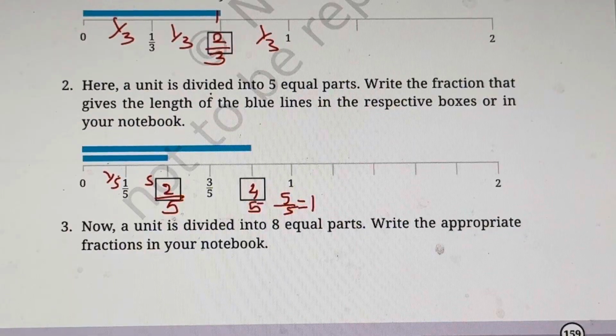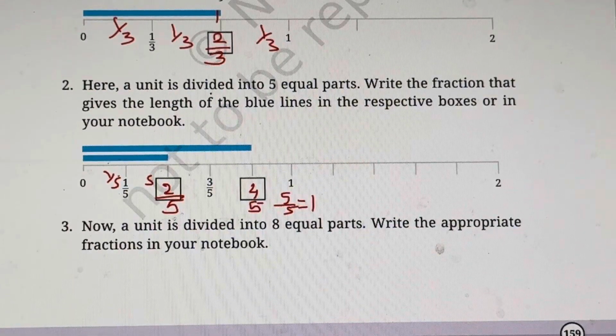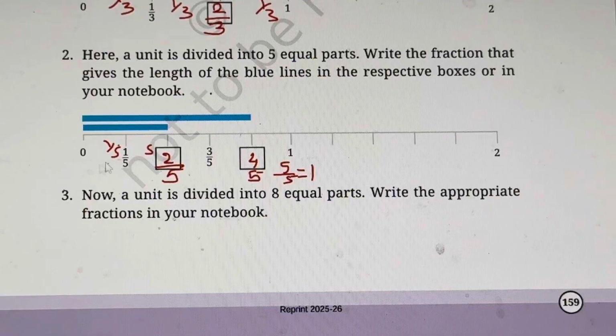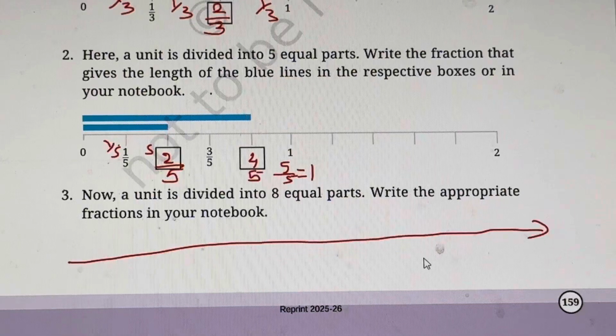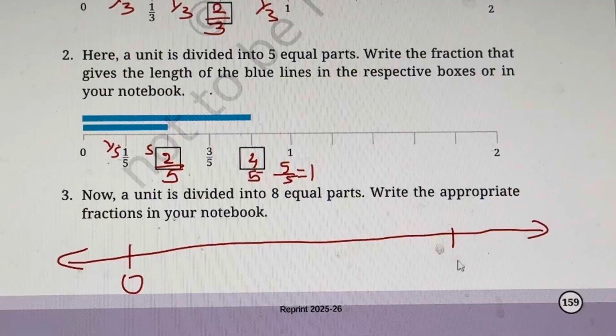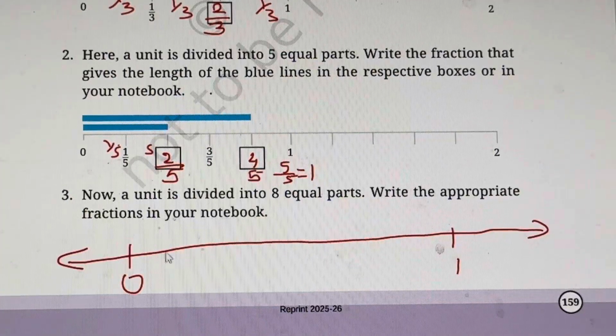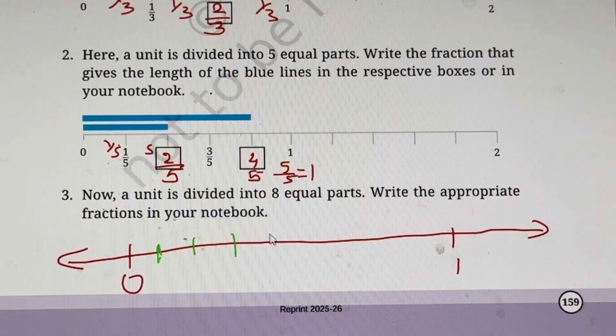Now a unit is divided into 8 equal parts. Write the appropriate fractions in your notebook. So what you will do, you will use a pencil and a scale. I'll just show you roughly how to draw. So first what you need to remember, like 0 and 1, right? And whatever number of parts you want, like you want 8 equal parts, so you will draw 7 lines in between 0 and 1. 1, 2, 3, 4, 5, 6, 7.